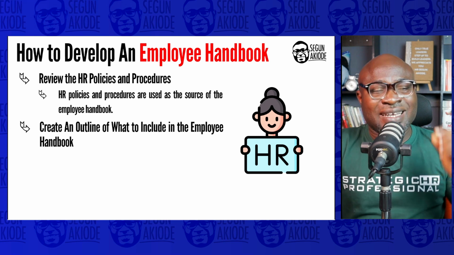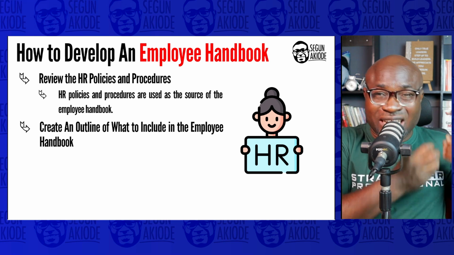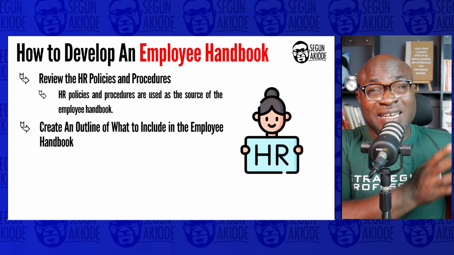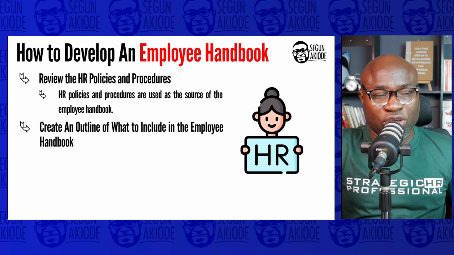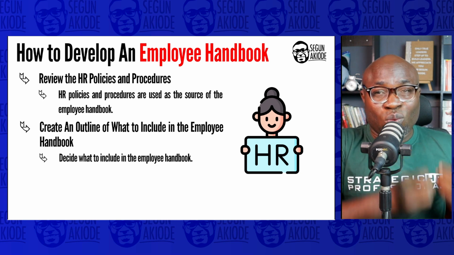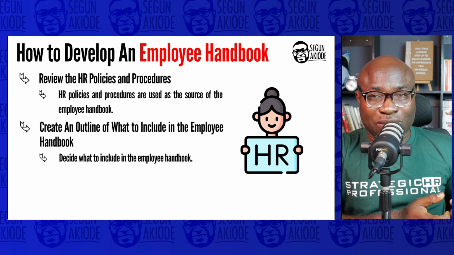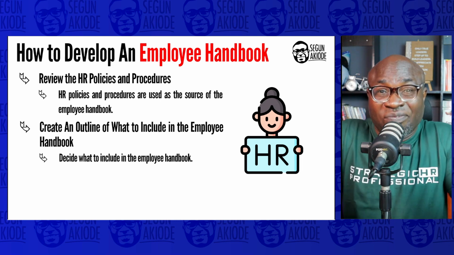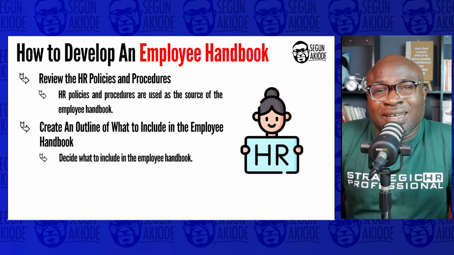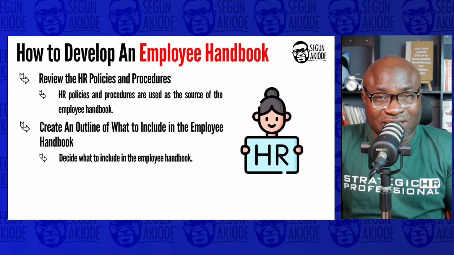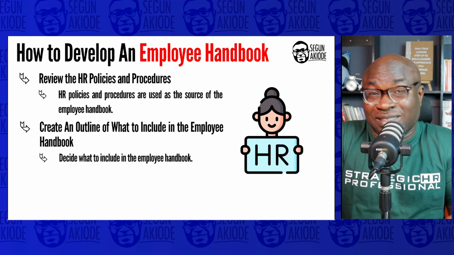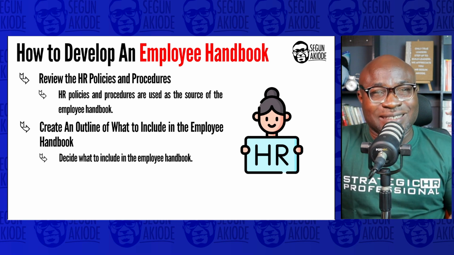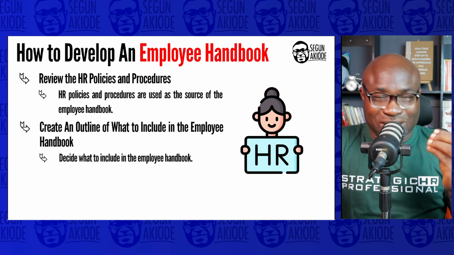Then you need to create an outline of what to include in the employee handbook. Remember, the employee handbook is a miniature version of your HR policies and procedure. So you need to decide what you need to include in your employee handbook. Take, for example, your HR policies and procedures will cover the various areas of HR. And a recruitment policy, for example, can have 20 pages. Just an example. You do not expect the entire 20 pages on recruitment to be in your employee handbook.